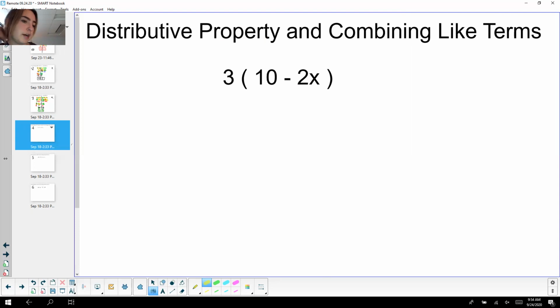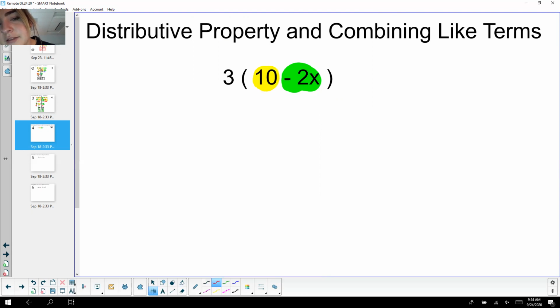When you've got an equal sign, you're comparing two equal expressions. So I've got 10 and I've got negative 2x. And I'm just highlighting them so you can see the two different types of terms that we've got. Whenever you see something like this in an equation, whenever you see a number like 3 or any number directly in front of parentheses, that means you've got to simplify that. That means you've got to use the distributive property.